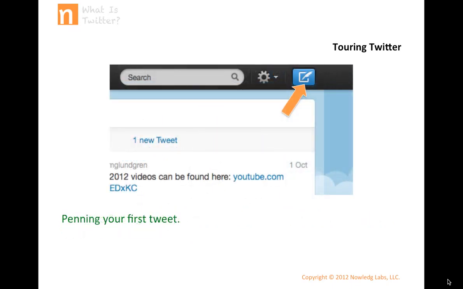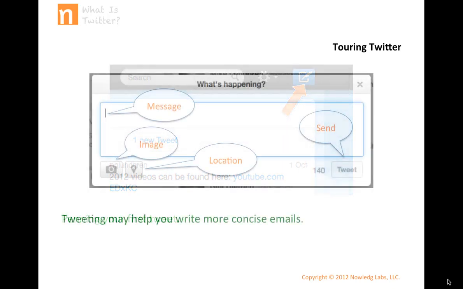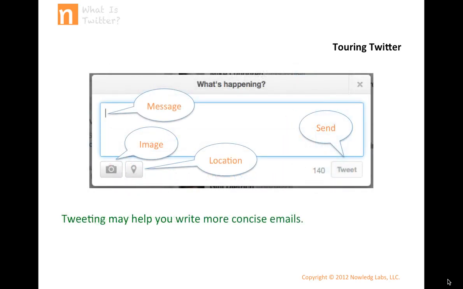The next icon over is where you would choose to pen your first tweet. So if we go ahead and look at what's involved in tweeting, that's your 140 character message, you can see there's a message area. There's also a place where you can add an image or a photo. You can let the people know where you're tweeting from, your geographic location. And then you've got the button in the lower right-hand corner to basically publish the tweet.